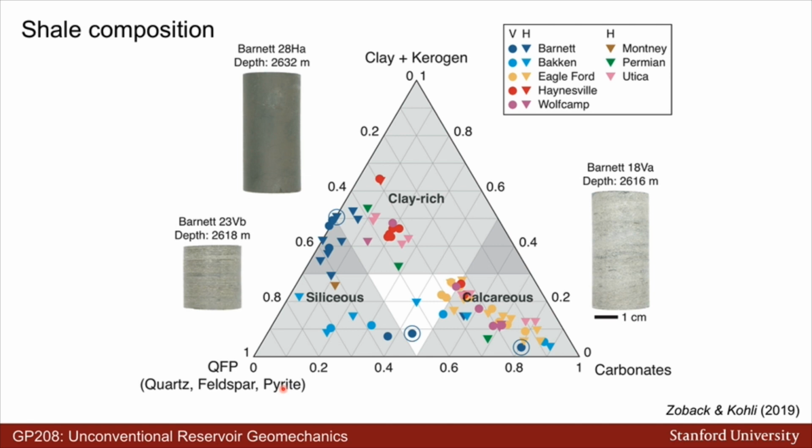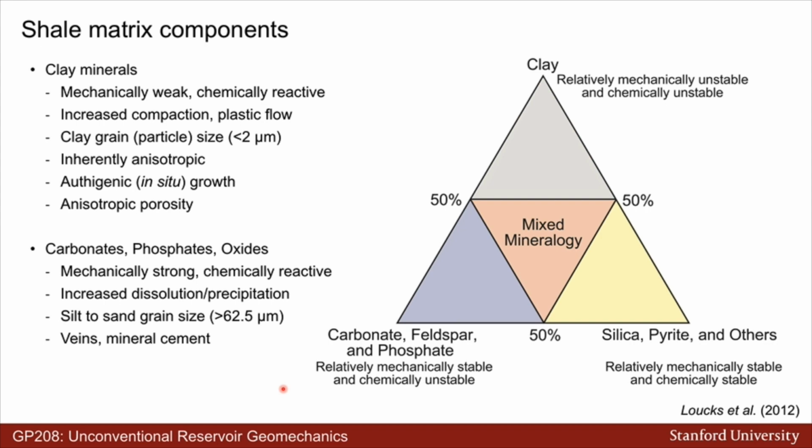inside these reservoirs. The next thing we need to talk about is the actual matrix components that make up the rocks. So we already discussed clay minerals. They tend to be mechanically weak and chemically reactive. Because of their inherent intrinsic porosity, they're subject to increased compaction and plastic flow. Again, we discussed that the grain size, or really the particle size of clays, is everything under 2 microns. And we'll look at that in a little bit more detail in a couple slides.